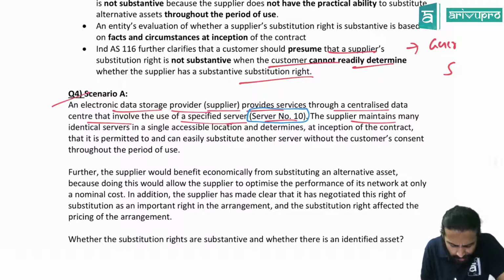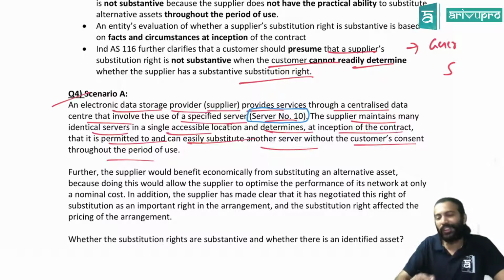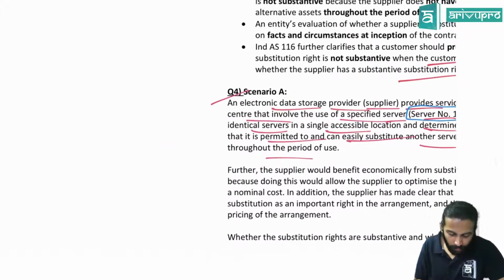The supplier maintains many identical servers in a single accessible location and determines at the inception of the contract that it is permitted to and can easily substitute another server without the customer's consent throughout the period of use. There itself the answer is given. I did not even read further. Yes or no? What answer is given? It is permitted to and can easily substitute.